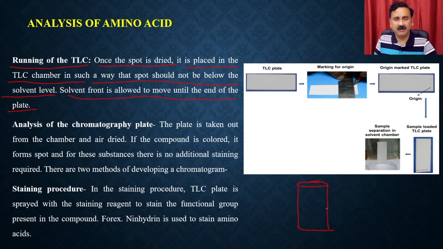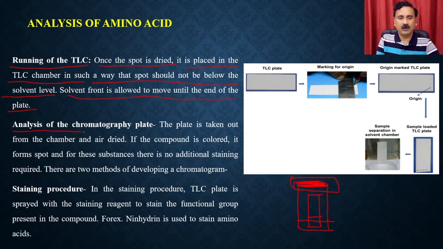It depends on the type of the solvent, right? Then you have to cover this with a lid, or you can just put a cap on it. And why is it important? Because the solvent you have put is going to form vapor, and that vapor should be condensed, otherwise it's not going to give you an upward movement. Then you place the TLC plate into this and make sure that the line is above the solvent front, so that it's not going to get dissolved into the solvent before running, right?